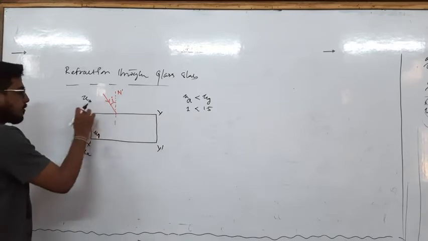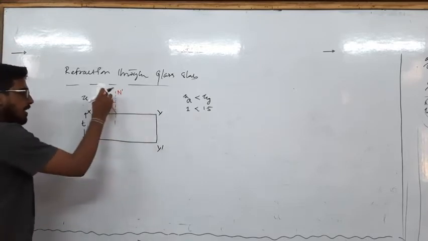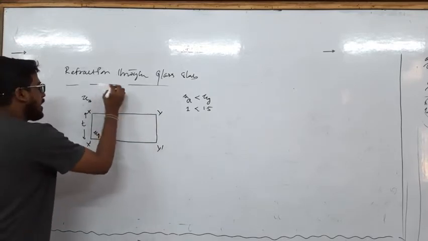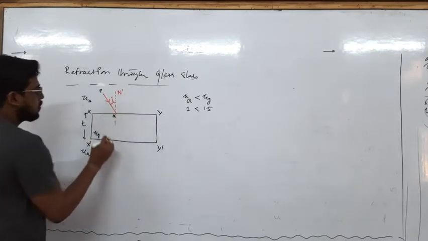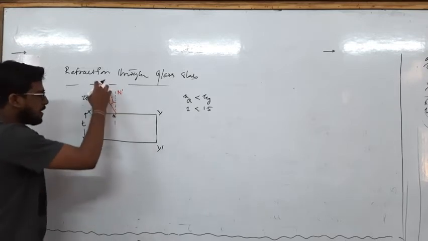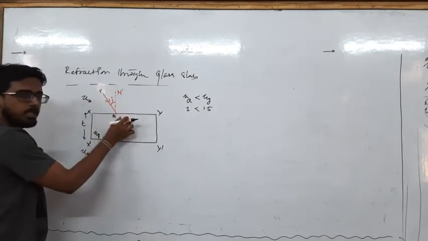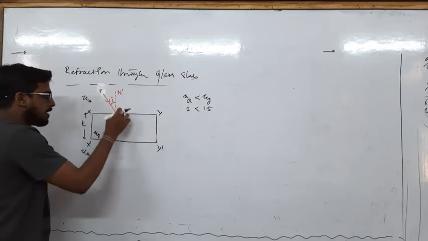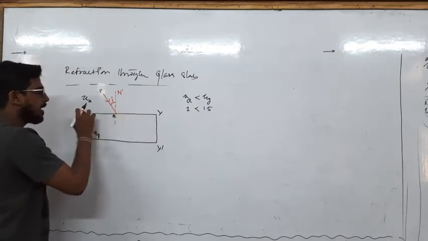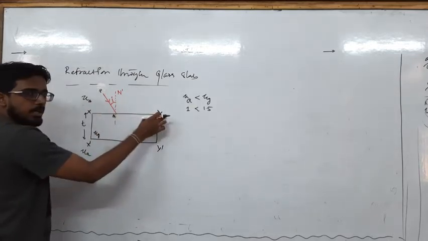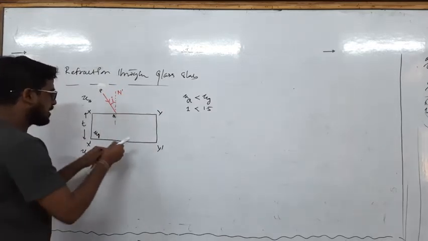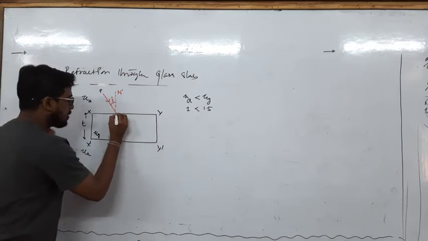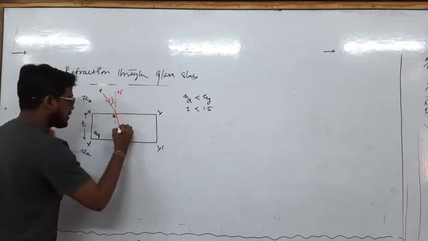So for the first interface XY, let the name of the light ray be PQ. The incident ray PQ is traveling from rarer medium to denser medium. So after it enters the denser medium by refraction at the XY interface, it bends towards what? The normal, because in a denser medium after refraction the incident ray bends towards the normal, so it will travel like this.